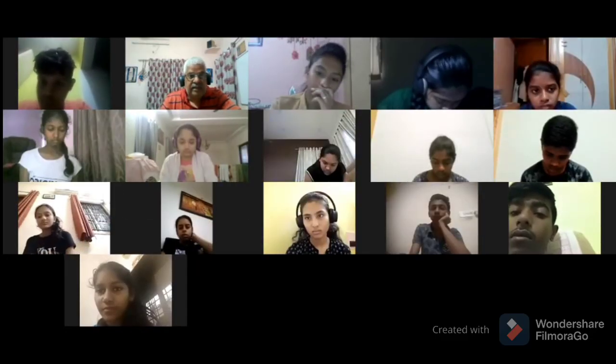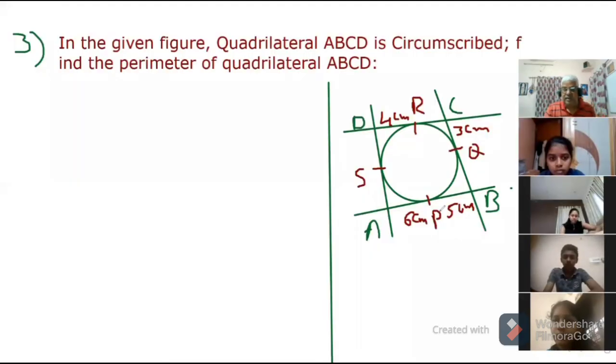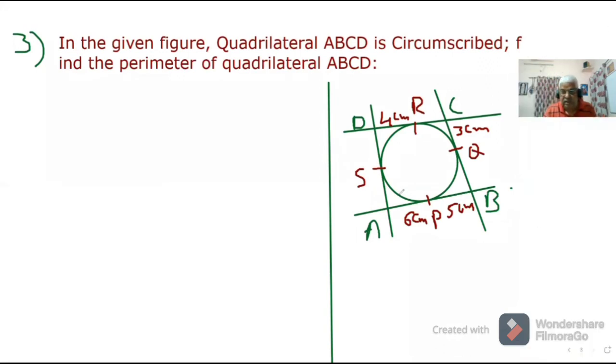And today's third problem we are discussing: they have given the diagram. A circumscribed circle is there, and you have to find the perimeter of the quadrilateral ABCD. So observe the question. The quadrilateral ABCD is circumscribed and you have to find the perimeter. Perimeter means, remember children, you have to find the sum of all the four sides of the quadrilateral. Now, my dear friends, here what have they given? Just observe how I will bifurcate this one.